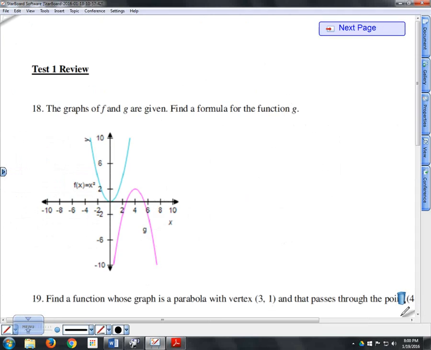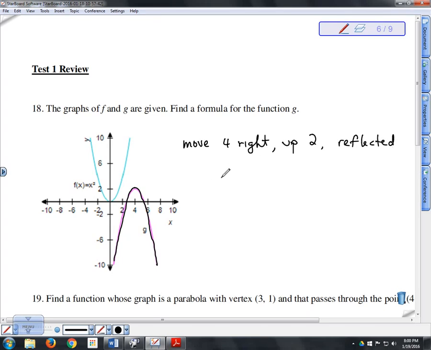Okay, question 18. This is the original function f of x equals x squared. We need to come up with an equation for this graph here. It's moved 4 to the right, up 2, and it's reflected. So 4 to the right means x minus 4 inside of the parenthesis. Up 2 means a plus 2 outside of the parenthesis. And reflected vertically means a minus sign out in front or outside of the function. So there's the equation or a formula for the g function.